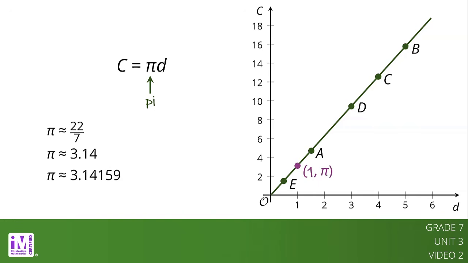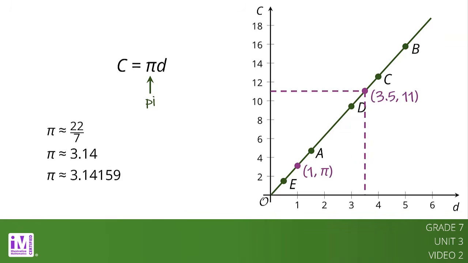We can use this relationship to estimate the circumference of any circle if we know the diameter, and vice versa. For example, if a circle has a diameter of 3.5 centimeters, then the circumference is about 11 centimeters.